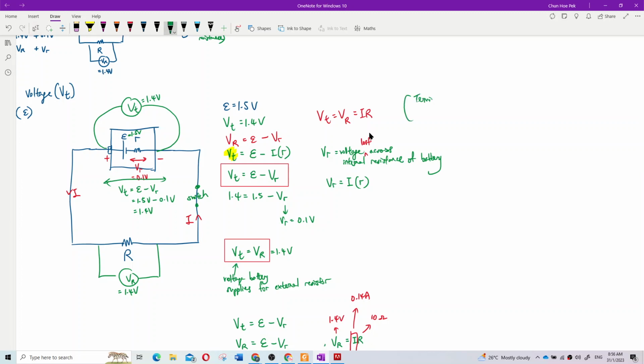Terminal voltage is equal to voltage across external resistance. Okay, terminal voltage equals voltage across external resistance.